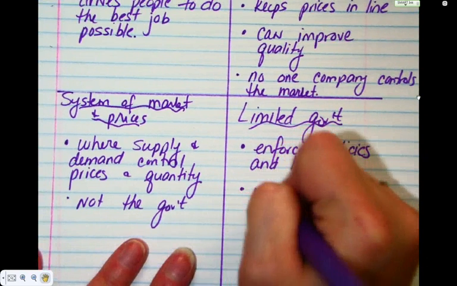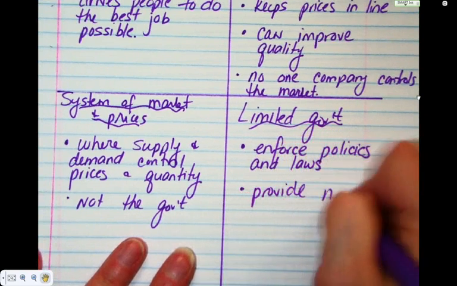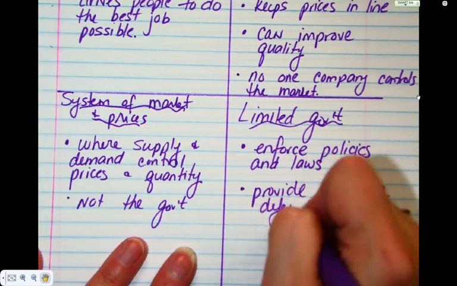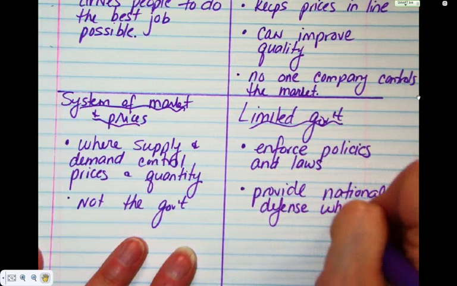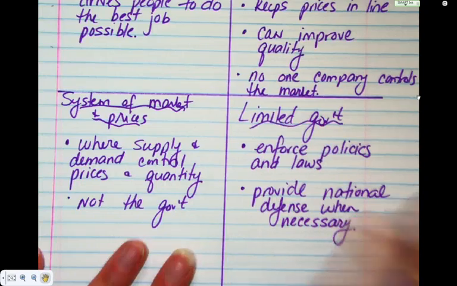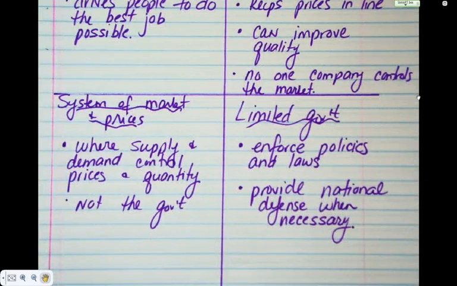They also provide national defense when necessary. So although we like this system where we can pick what we sell and where we want to work and we get to pick our business and where it is and all these things, we still like the fact we've got some protection if something happens.